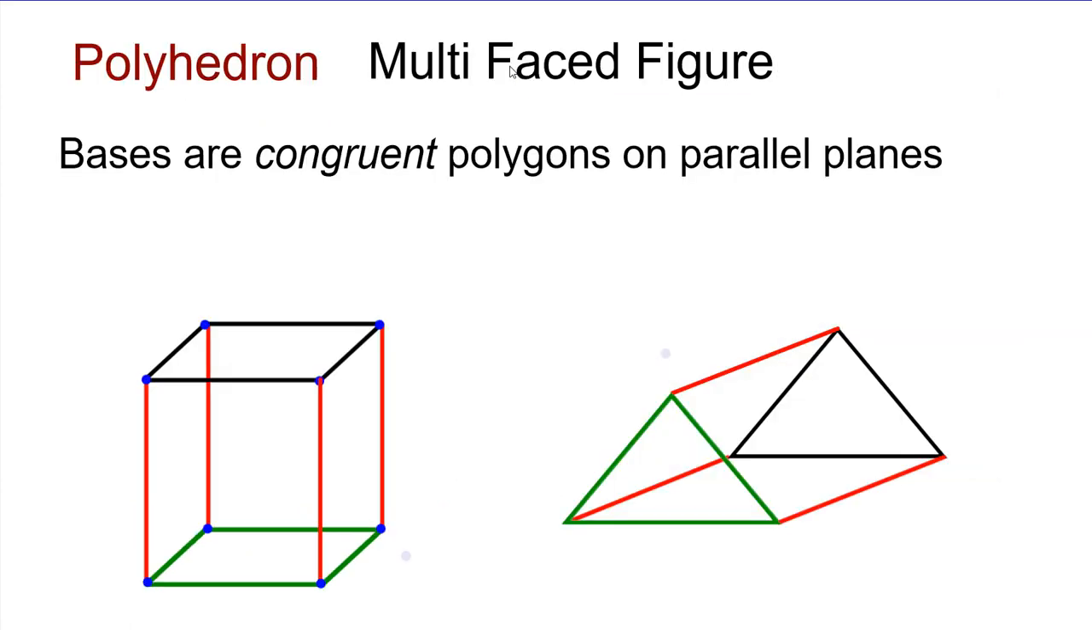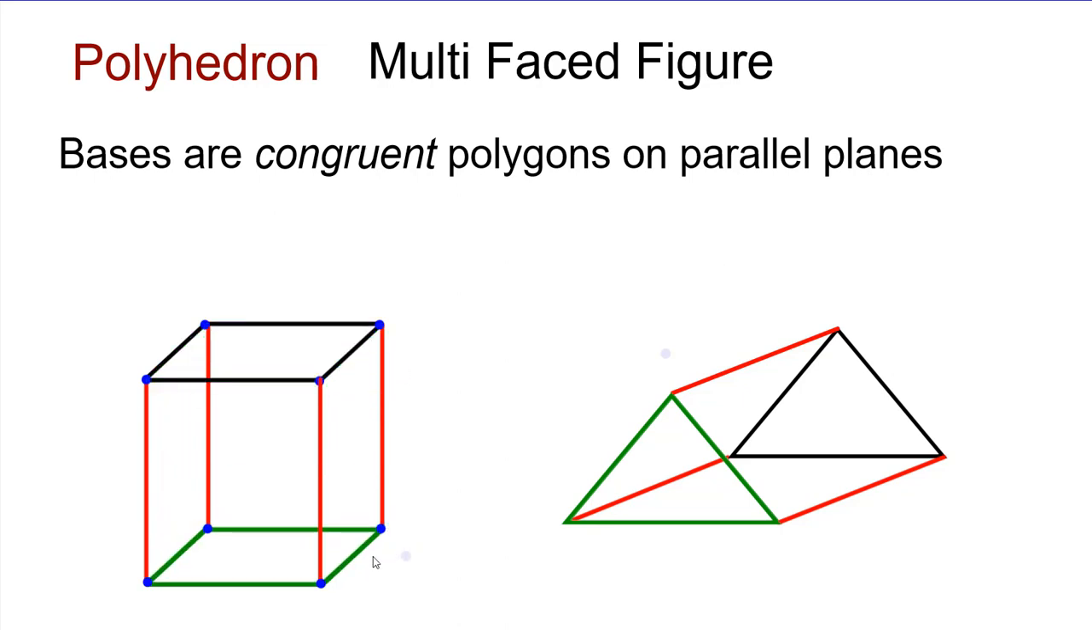Okay, a polyhedron is a multi-faced figure. The bases are congruent polygons on parallel planes. So that's the important part. Whatever the base is, it's got to be a congruent polygon on parallel planes. If it's a prism, that's the case, but if it's a pyramid, then it's only going to go to a single point opposite of that, and the sides are all going to be triangles, by the way. All right, so bases are congruent polygons on parallel planes. So this base is congruent to and on a parallel plane with the one up here on the top. So that would be our base down there.